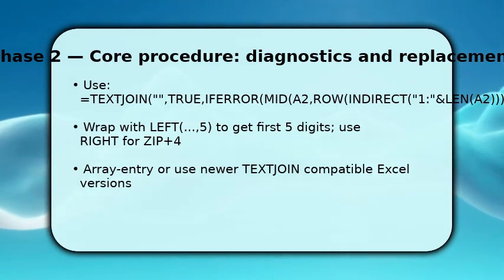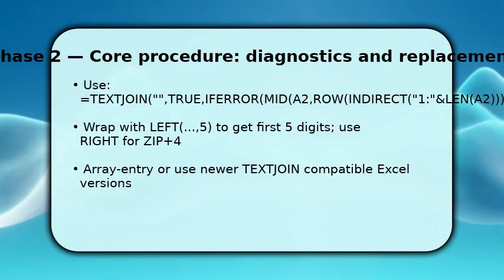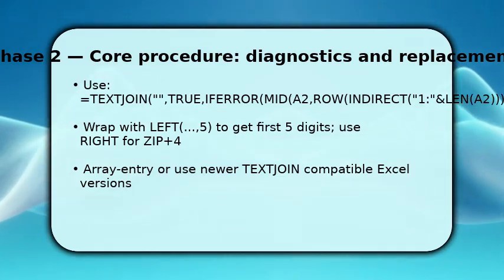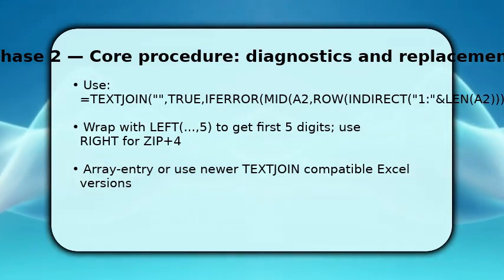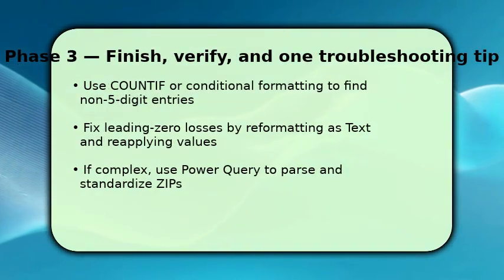Once done, copy formulas down the column and convert to values to lock results. Make sure to check a few rows manually, so the logic matches varied input formats. Finish by validating. Filter or highlight cells that are not exactly 5 digits or that include letters.